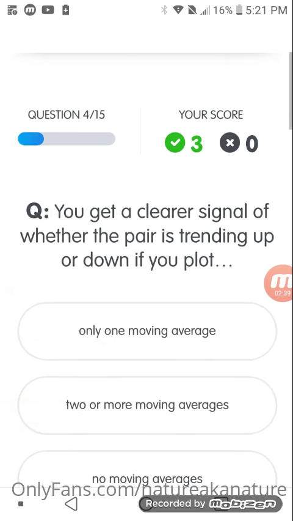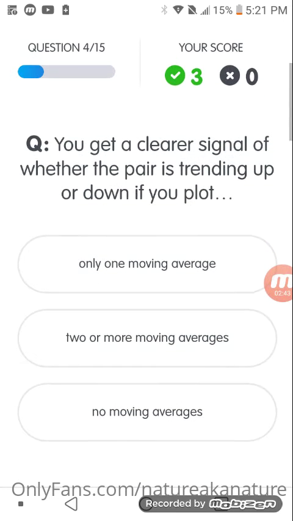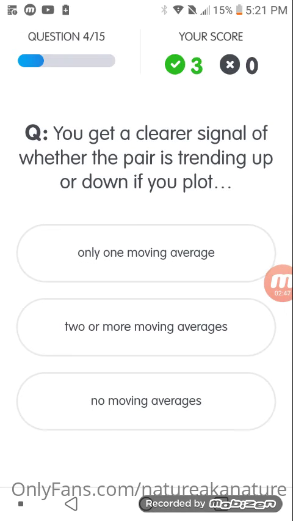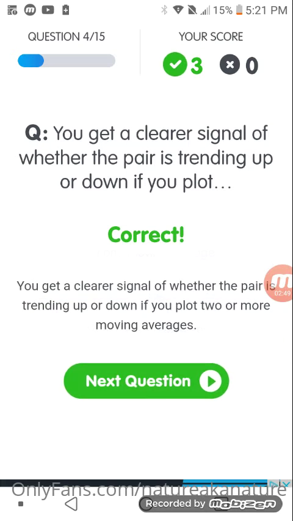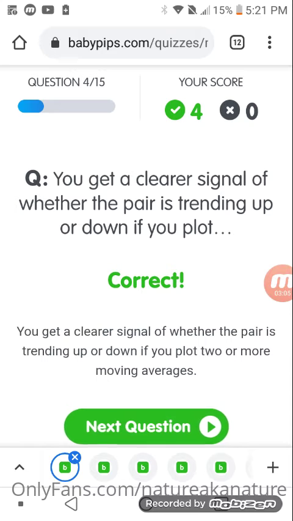You get a clearer signal of whether the pair is trending up or down if you plot only one moving average, two or more moving averages, or no moving averages? Two or more moving averages. If you put two or more moving averages, that's how you can get the moving average crossover. You need two moving averages to get the crossover. So you get a clearer signal on whether a pair is trending up or down if you plot two or more moving averages.